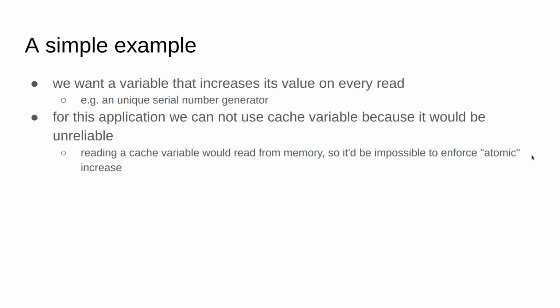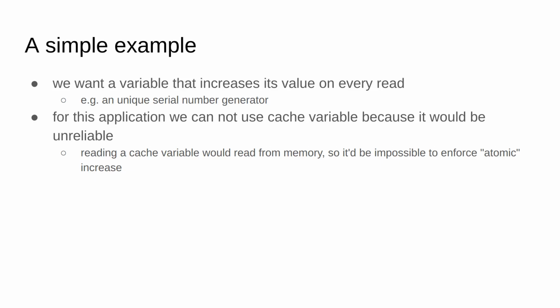So let's have a simple example, which I hope will let you understand how this all works. I imagine the following situation. I want a variable in the OPC-UA address space which would increase its value on every read, which means I want something like a unique serial number generator which exposes the unique number over OPC-UA. Each time I read, of course, it increases.